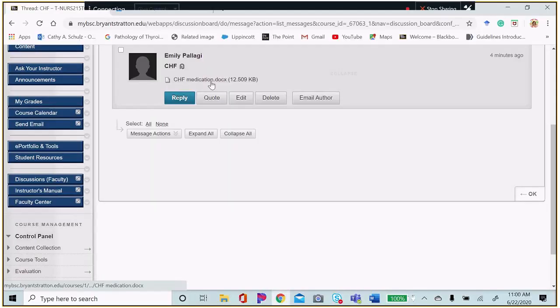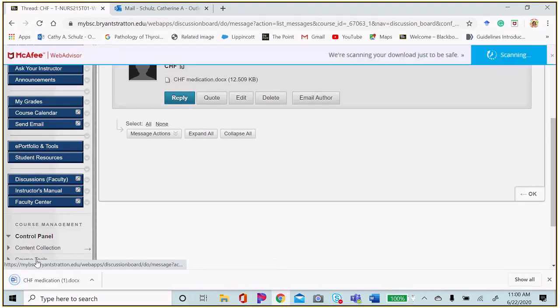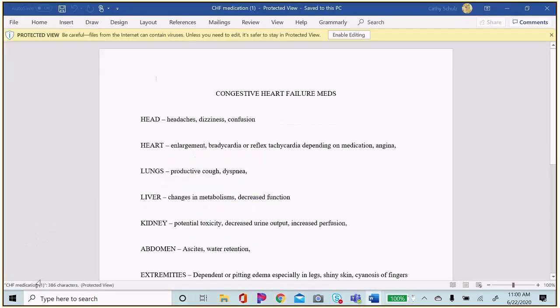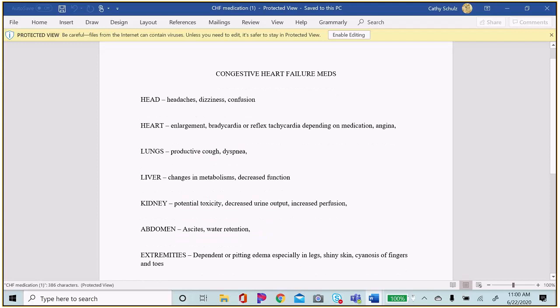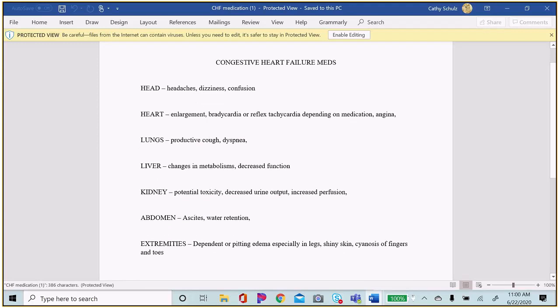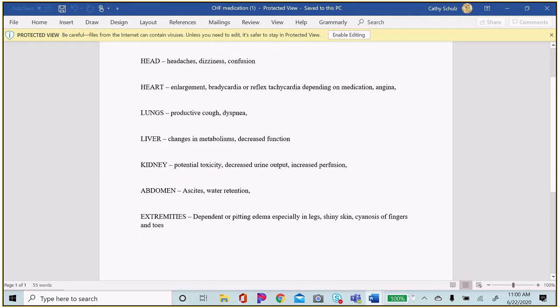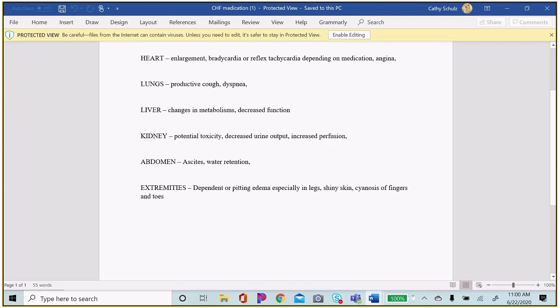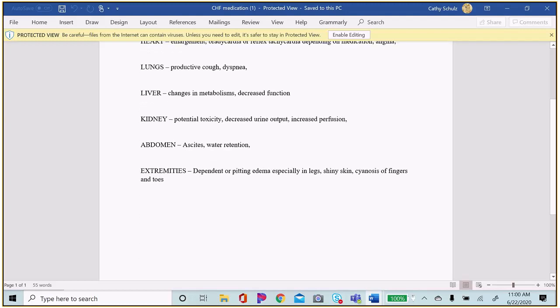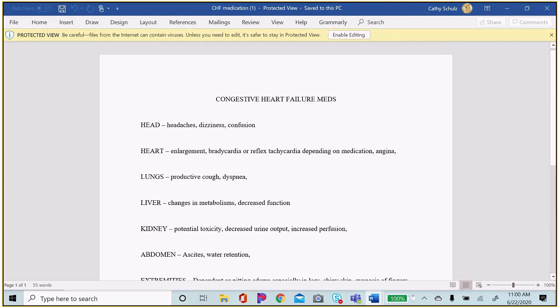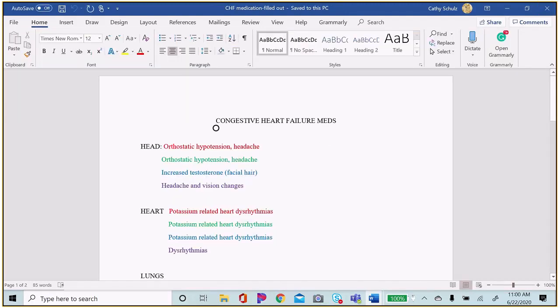Okay, so it looks like a lot of you have uploaded study sheet examples. I'll show you mine too, but we'll look at a couple. I like to see enlargement, ethnicity. Okay, that looks good. So different side effects there.